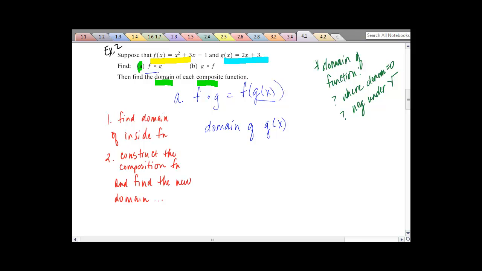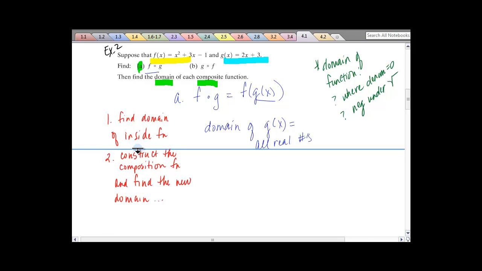So, coming over here, I'm looking at g of x. Does g of x have a denominator to be even concerned with? Well, no, it doesn't. So I don't have to worry about that part. Does g of x have a radical? No, it doesn't. If neither of those two options apply, then the domain of g of x would be all real numbers. Okay, all real numbers. That's step number 1.